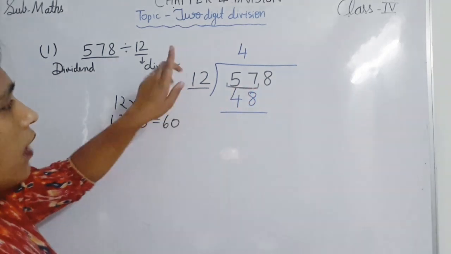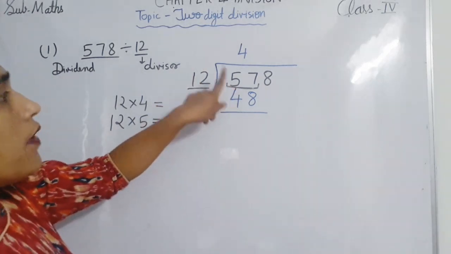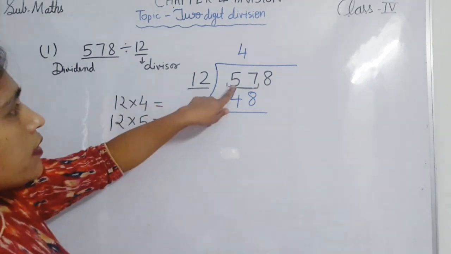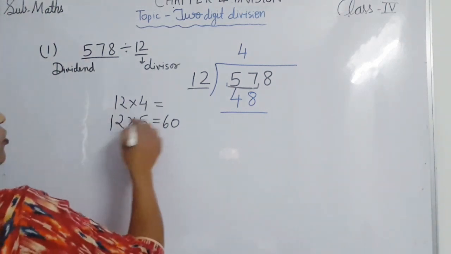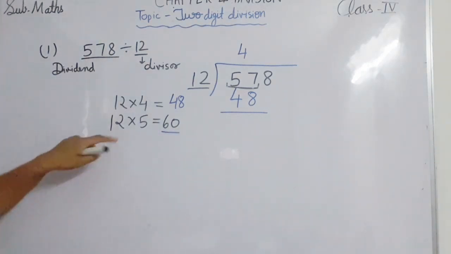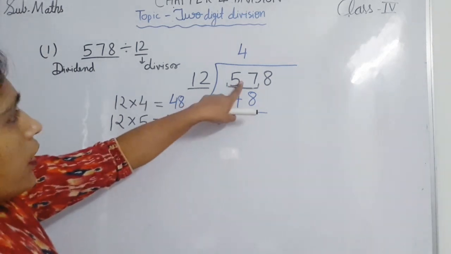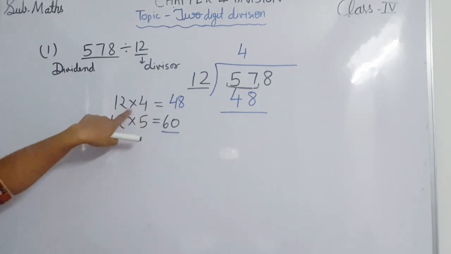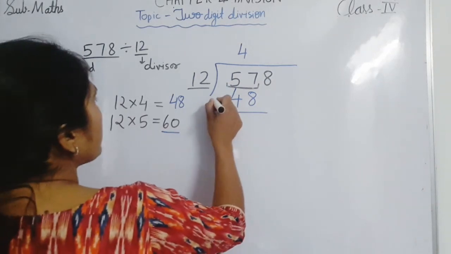So what is the next step? You have to speak the table of 12 till you get 57. If 57 is not coming in the 12 table, we have to take the lesser number than 57. So 12 fours are 48 and 12 fives are 60. If I take 12 fives are 60, it is a bigger number. We cannot take the bigger number here. So we will take 12 fours are 48.